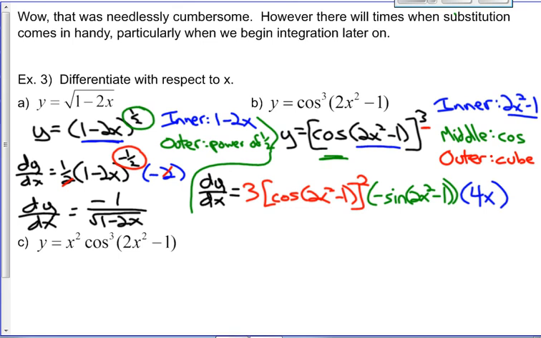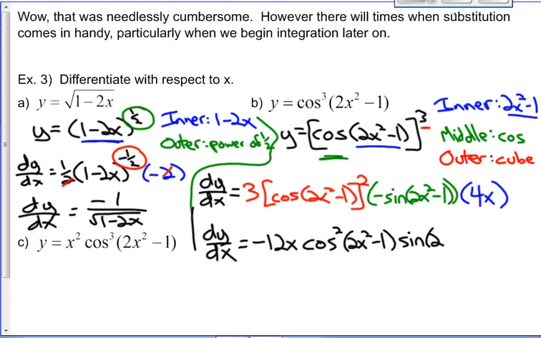Okay, so there's something that has multiple shells. And now we're just going to simplify it. So in terms of monomials, we have a 3, we have a 4, we have a negative, and we have an x. So that makes negative 12x. This means cos squared of 2x squared minus 1. And also we have a sine of 2x squared minus 1.